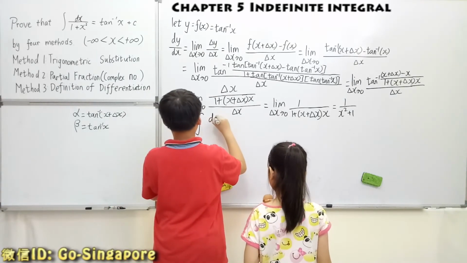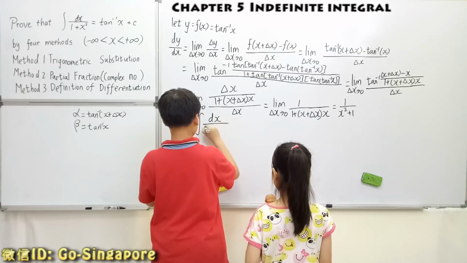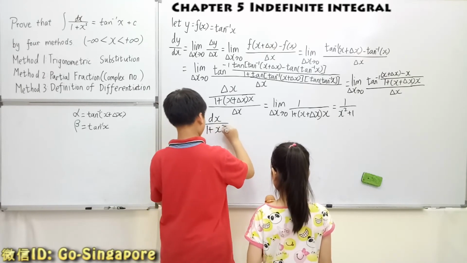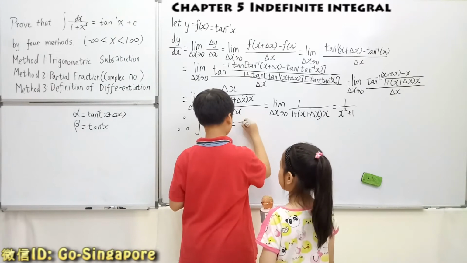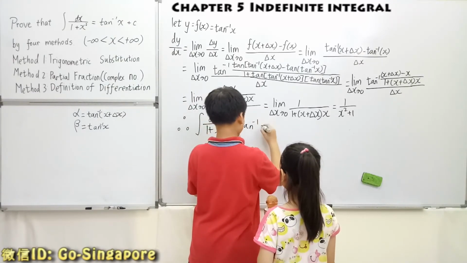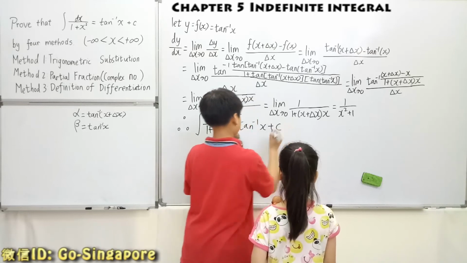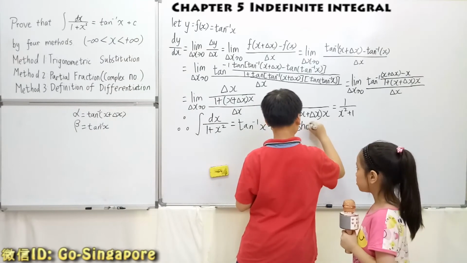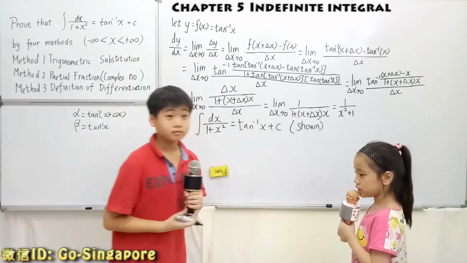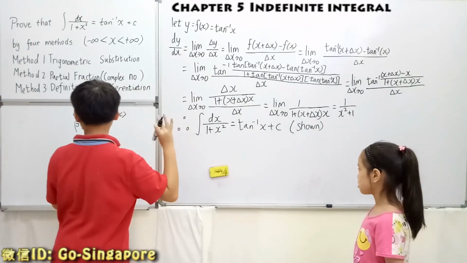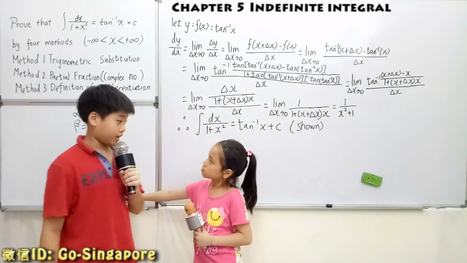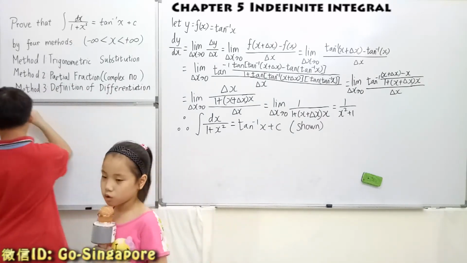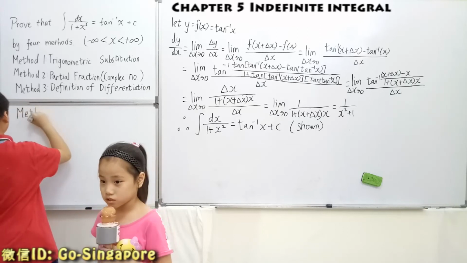So the integral dx over 1 plus x squared is equal to inverse tangent x plus c. So here it is shown. Okay, so this is the third method. Next, which is the last but not least, method number 4, also known as the shortest one.